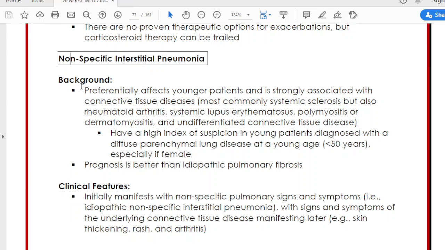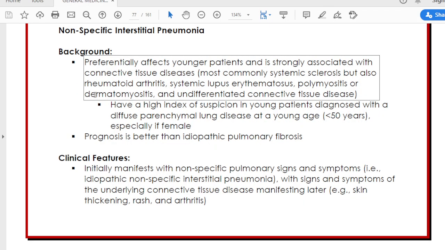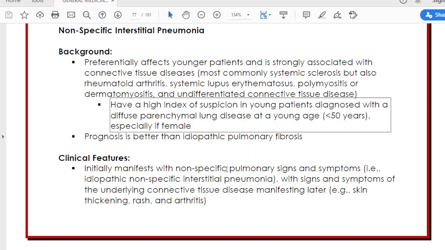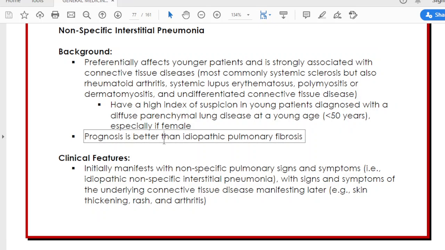Nonspecific interstitial pneumonia. Background: preferentially affects younger patients and is strongly associated with connective tissue diseases, most commonly systemic sclerosis but also rheumatoid arthritis, systemic lupus erythematosus, polymyositis or dermatomyositis, and undifferentiated connective tissue disease. Have a high index of suspicion in young patients diagnosed with a diffuse parenchymal lung disease at a young age, less than 50 years, especially if female. Prognosis is better than idiopathic pulmonary fibrosis.